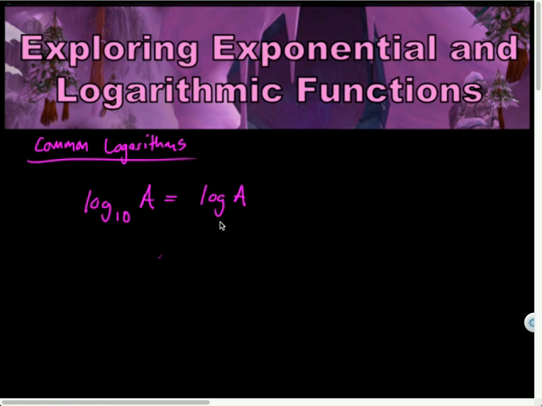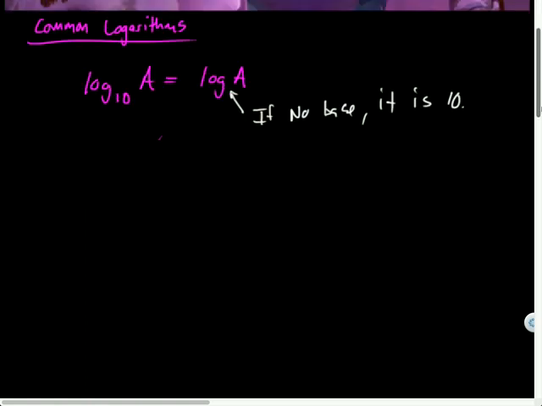So the idea here is that if no base is written, it is 10. Right? Or as is commonly quoted, that 10 is the hobbit in the land of logs. It's the invisible implied number in this universe. So that's one thing, I guess, that we can consider.